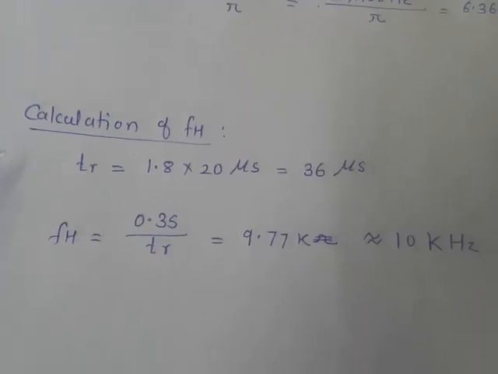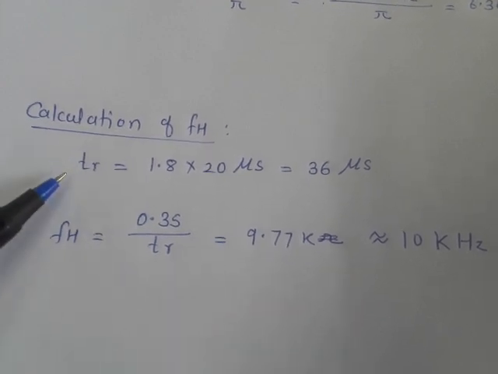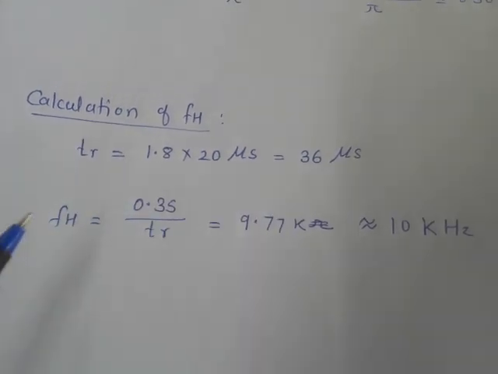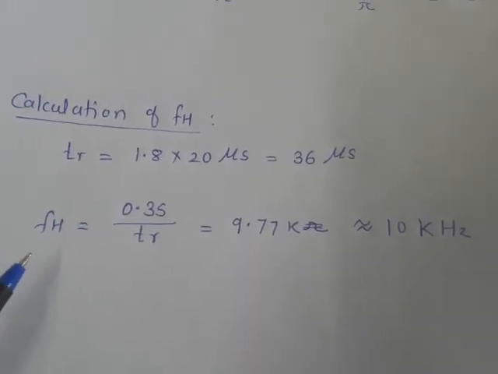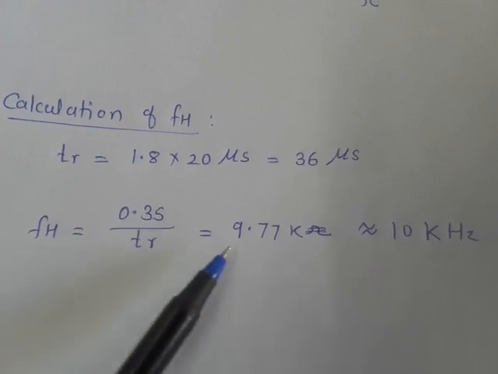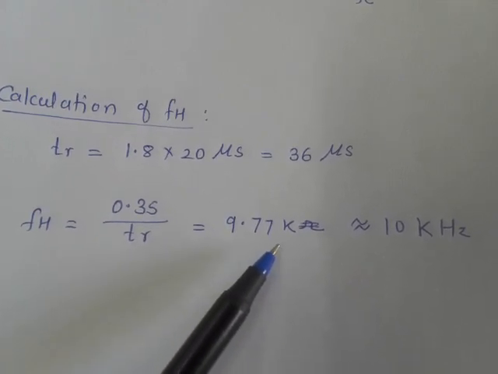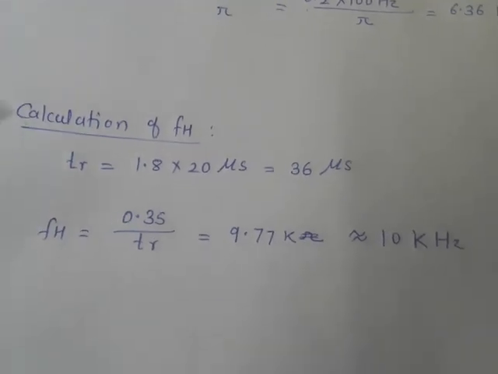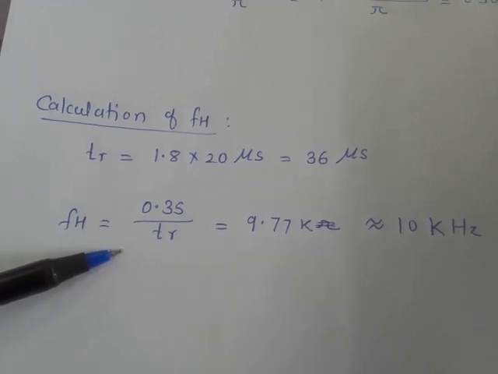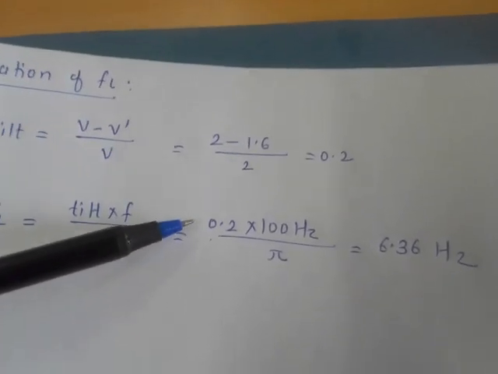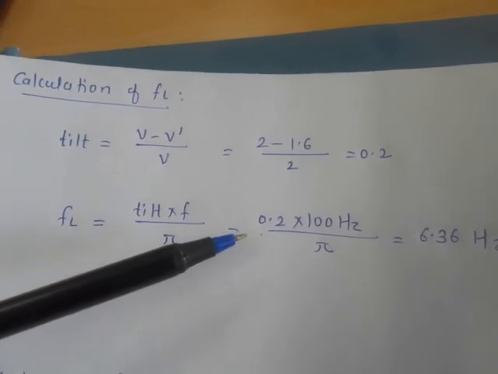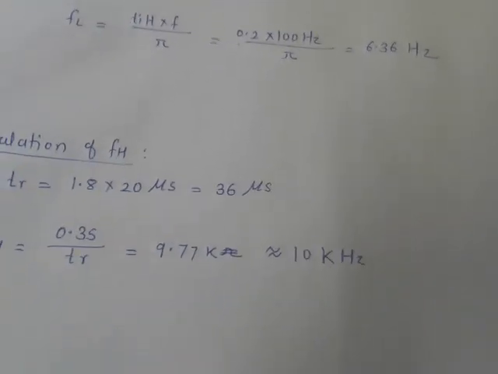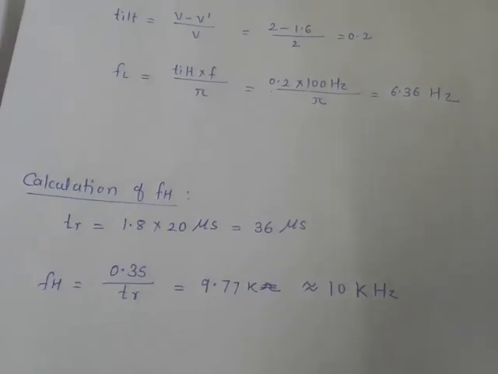So this is the calculation part for FH. TR, as I told you, 1.8 into 20 microseconds will be 36 microseconds, and the formula for calculating FH is 0.35 upon TR. It is 9.7277 kilo, and that is approximately 10 kilohertz. So for our amplifier, higher cutoff frequency is 10 kHz and lower cutoff frequency, as we have calculated before, 6.36 Hz. The difference between the two will be our bandwidth, which is again approximately 10 kHz.